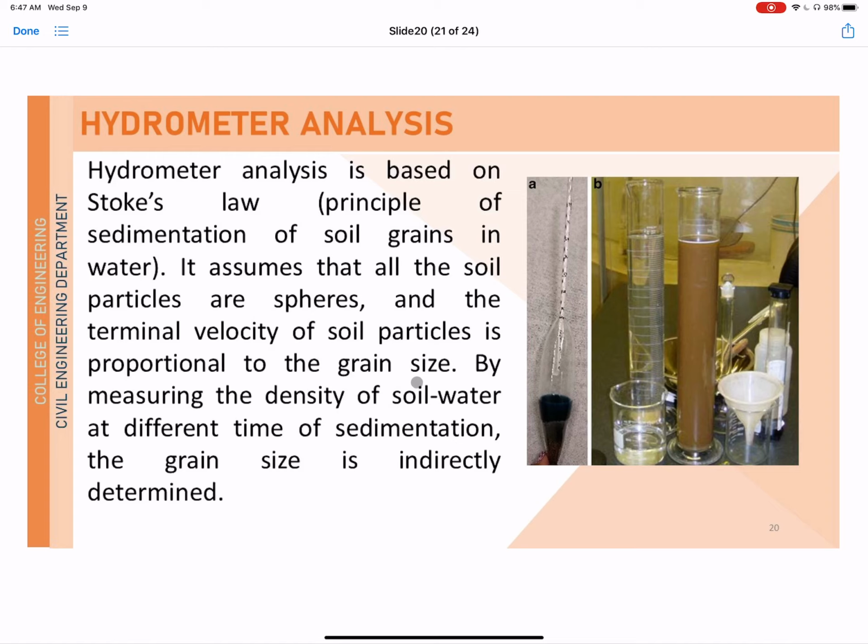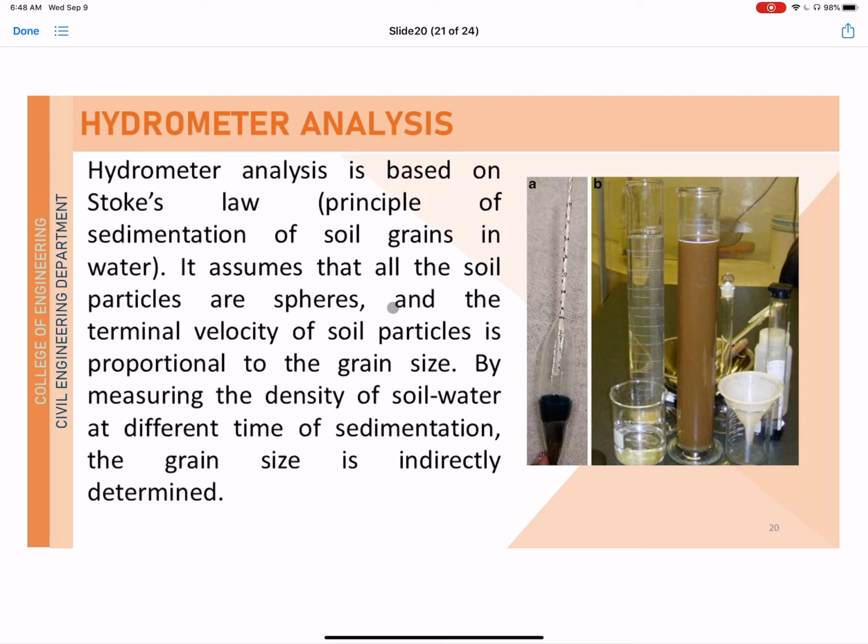While the particles are going down to the bottom of the cylinder, the density of the soil and water mixture will be measured using this hydrometer apparatus, at different times of sedimentation. So this principle will help us to indirectly determine the grain size of the particles, so you can actually get the percentage of the particle size for soil less than 0.075. Okay, so that's the principle of hydrometer analysis.